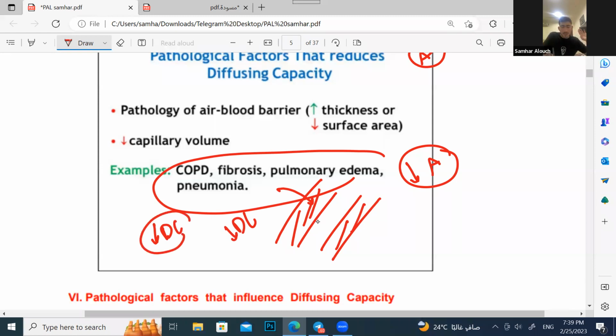And some of them decrease the capillary volume. Let's say the cardiac output decreases. So now less blood will go to the blood vessels, so it will decrease the capillary volume. We will decrease the pressure difference. It will decrease the surface area because more blood vessels will be constricted, not recruited, the opposite. So now these pathological conditions, which are COPD, fibrosis, pulmonary edema, pneumonia, are increasing the thickness of the barrier and decreasing the surface area. And so these pathological conditions decrease the DL. Is this clear? You need to memorize them, by the way.